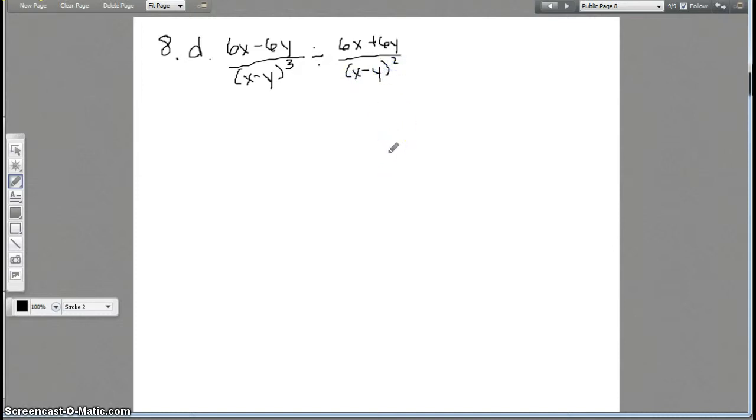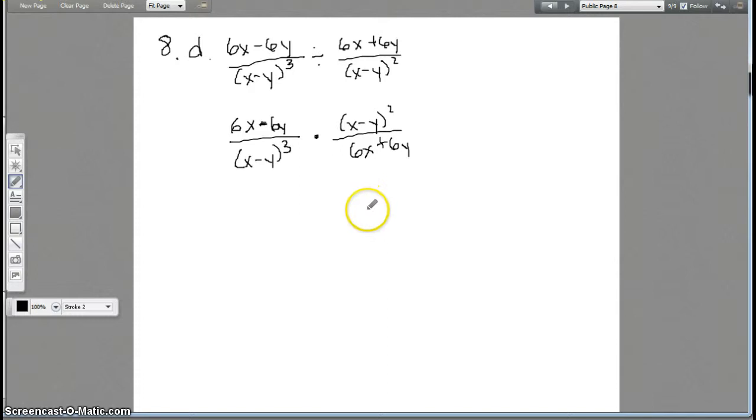Okay, when you are dividing fractions, the first thing you do is copy the first fraction, and I'm going to do that beneath here because there's not a ton of room. So I'm copying my first fraction, change your divided to a times, and then flip over your second fraction. So I'm going to put (x minus y) squared on the top and 6x plus 6y on the bottom.